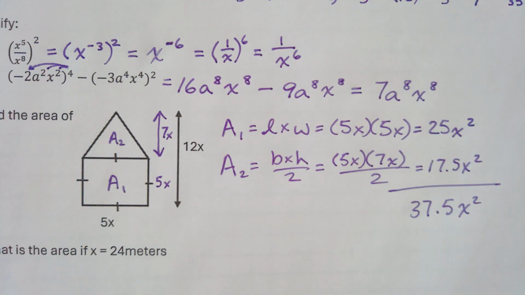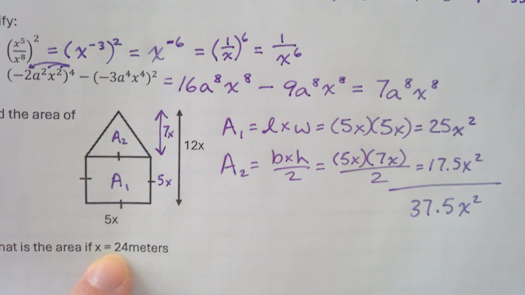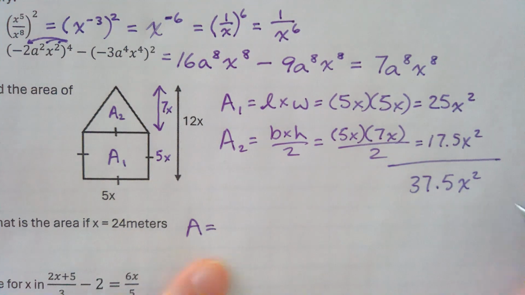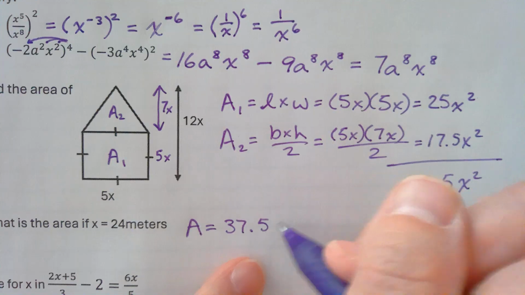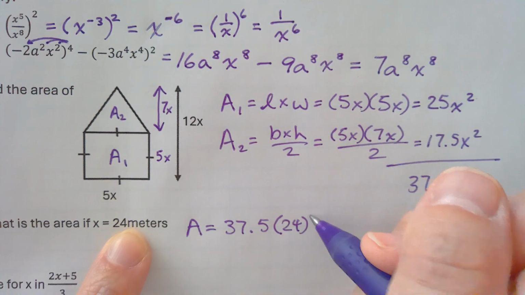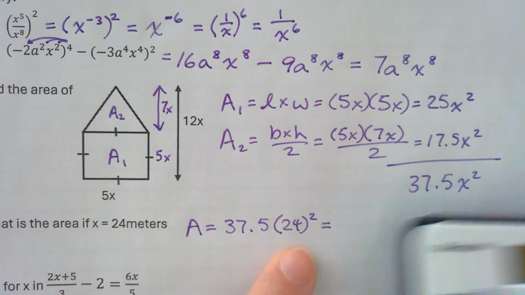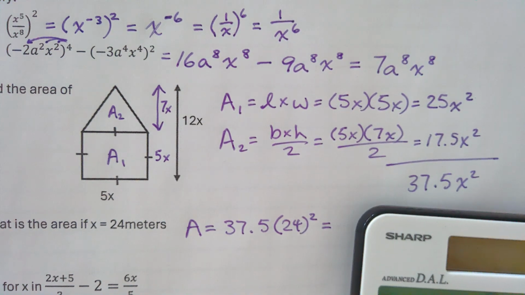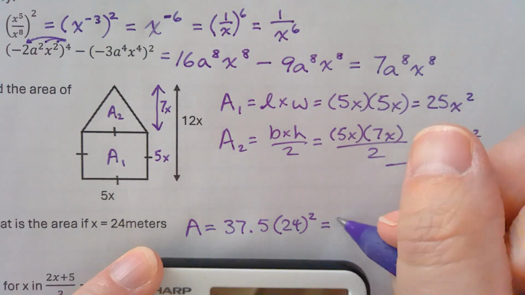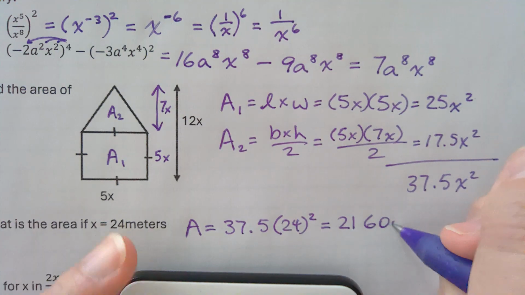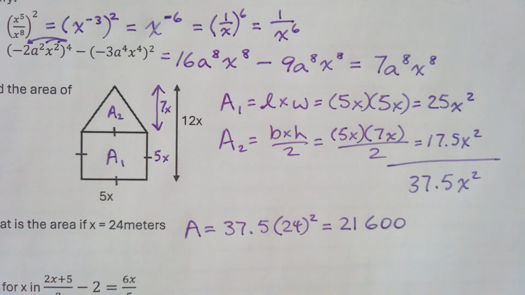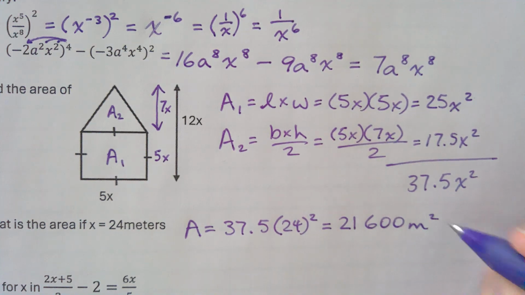Okay, now what is the area if x is 24? Okay, so area equals 37.5. Substitute the 24 for the x. So substitute it in here, squared. Okay. 24 times 24 times 37.5. You get 21,600. What's my unit here? Jonathan? Meter square. Meter square because it's area.